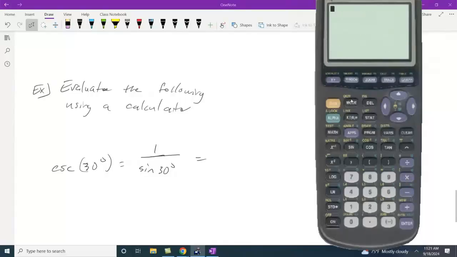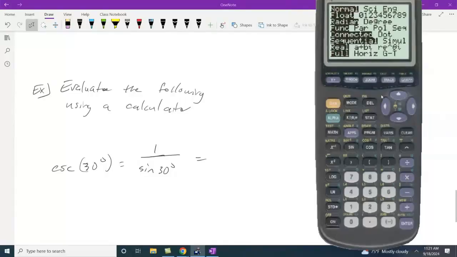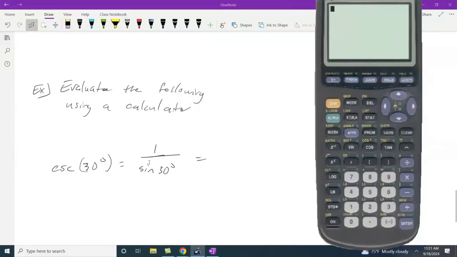So I'm going to turn this on. I'm going to make sure I am in degree mode because I'm putting in a degree measure. So in order to evaluate the cosecant of 30 degrees, I don't have a cosecant function. I have to enter it in as 1 divided by the sine of 30. And notice you get 2.